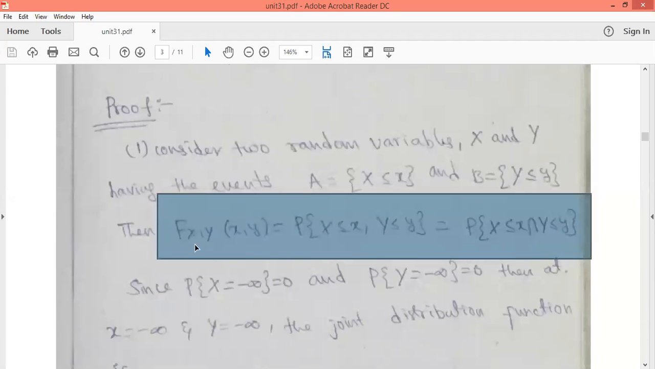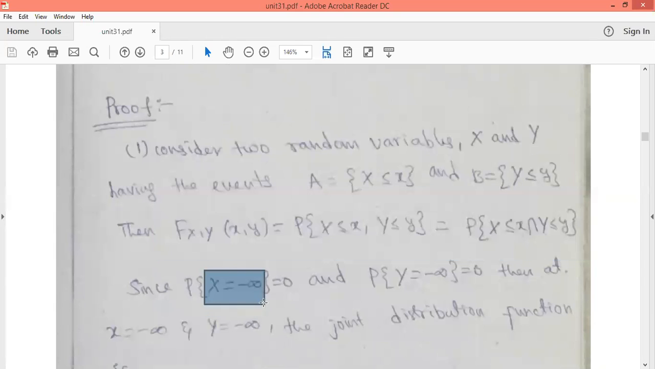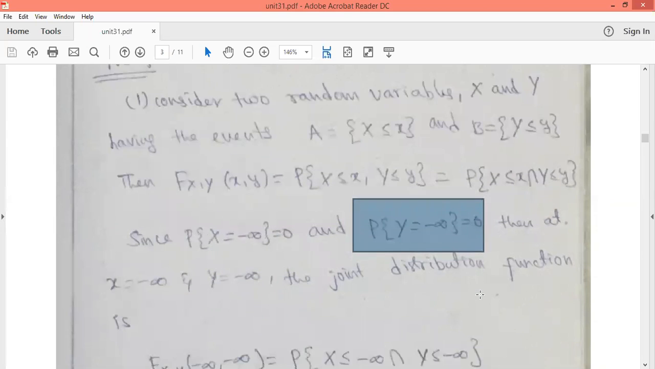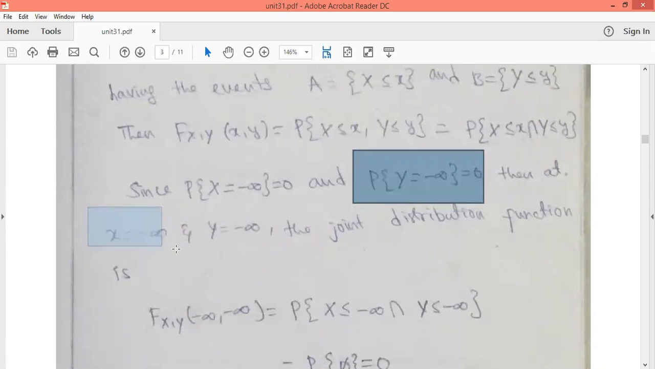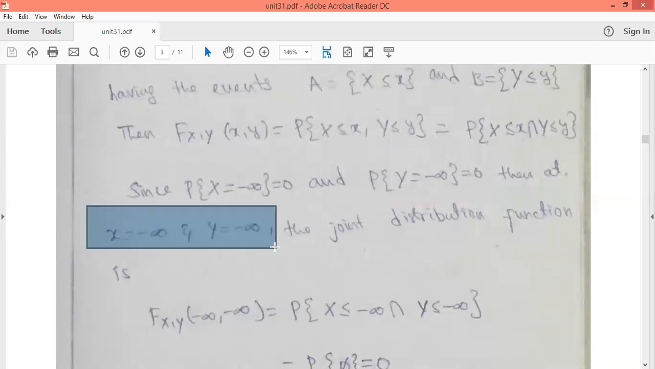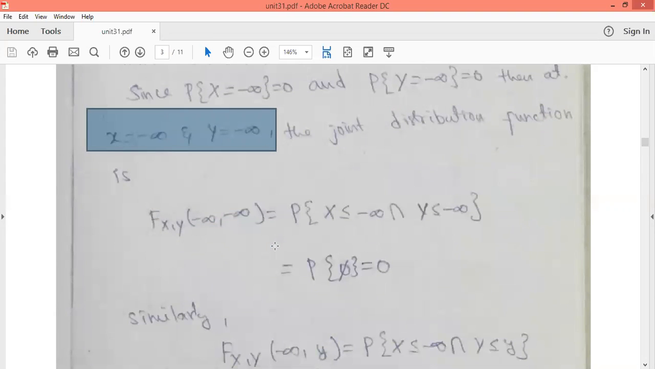Now we have considered x equal to minus infinity. We don't have any event at x equal to minus infinity, so the probability of x equal to minus infinity will be 0. Similarly, for the probability of y equal to minus infinity, we don't have any element at y equal to minus infinity, so that probability is also 0. Then at x equal to minus infinity and y equal to minus infinity, we don't have any elements.